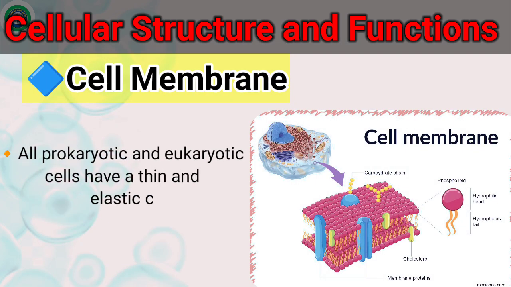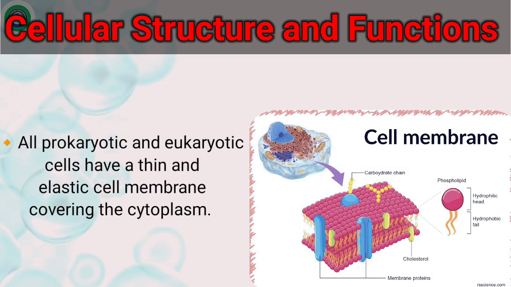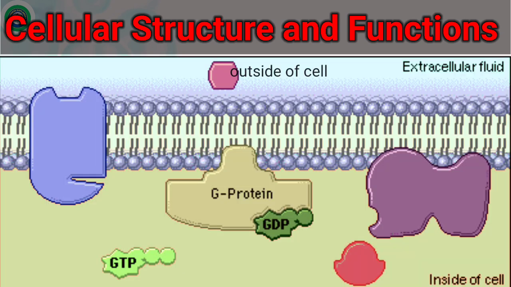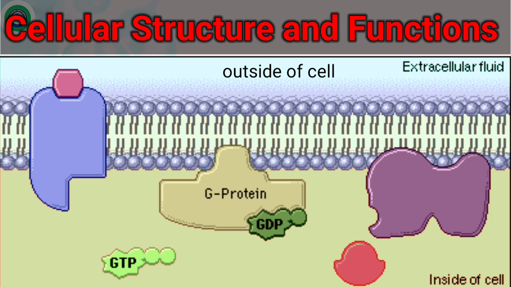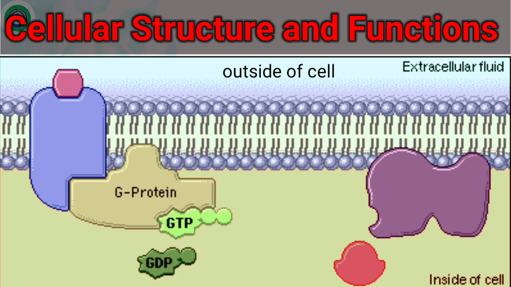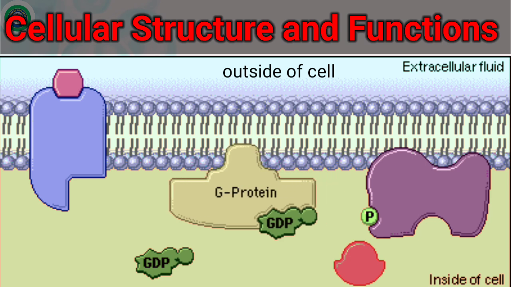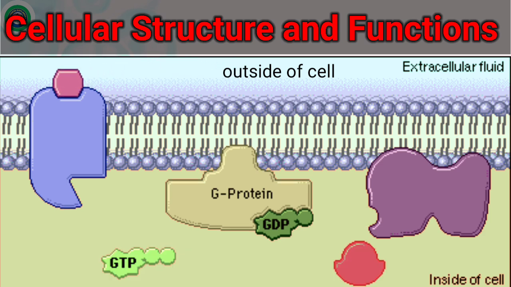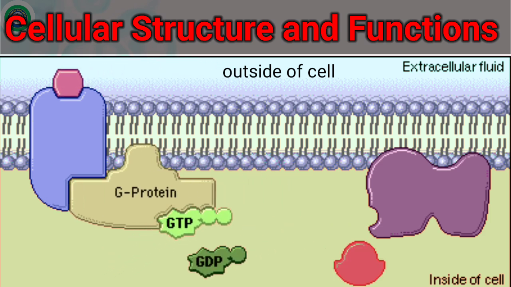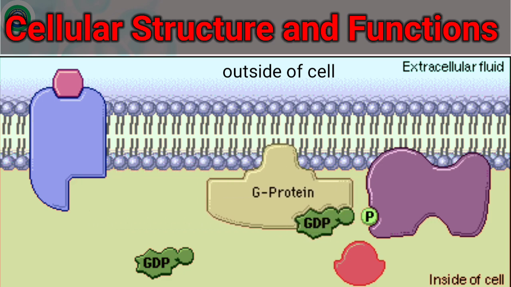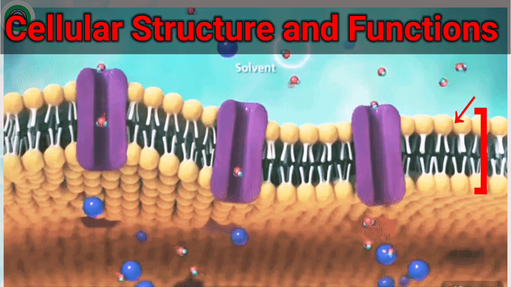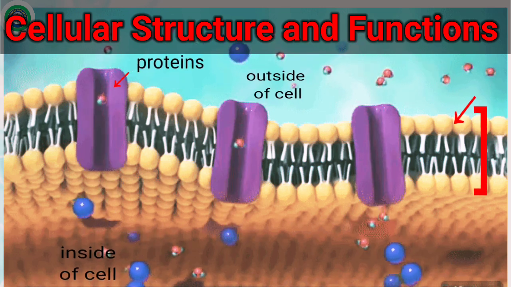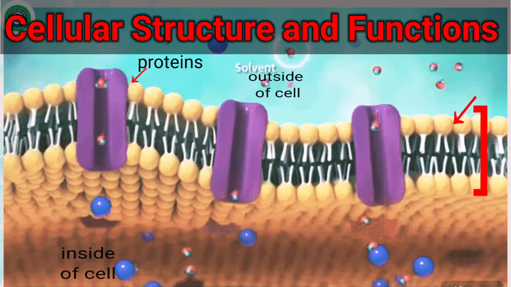Cell membrane. All prokaryotic and eukaryotic cells have a thin and elastic cell membrane covering the cytoplasm. Cell membrane functions as a semi-permeable barrier, allowing very few molecules across it, while fencing the majority of chemicals inside the cell. In this way, the cell membrane maintains the internal composition of the cell. Cell membrane is mainly composed of proteins and lipids, with small quantities of carbohydrates.